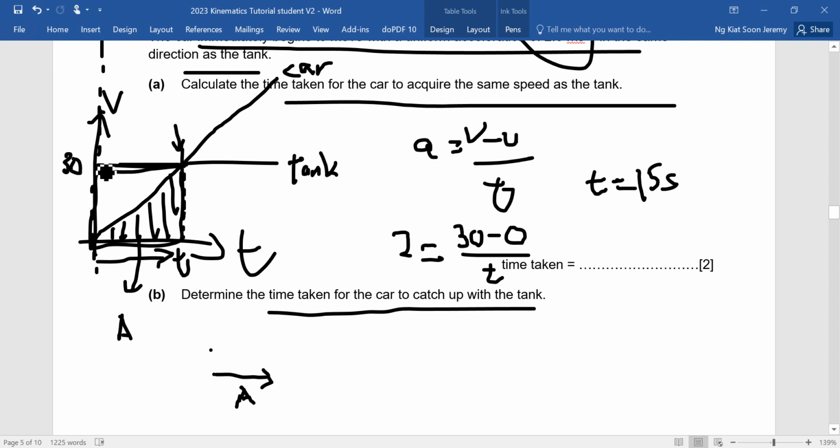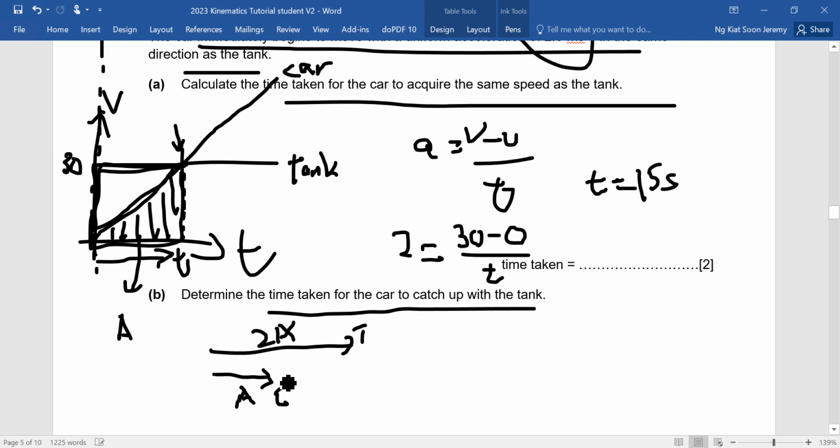Can you see the tank covers this extra amount here that I didn't shade? So if the car covers A, can I say the tank covers 2A? Correct or not? It's not an unfair statement to make, right? Because this part is also A. So now this is the tank and this is the car.